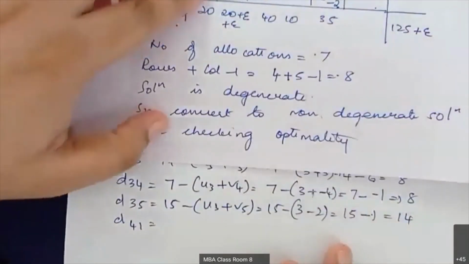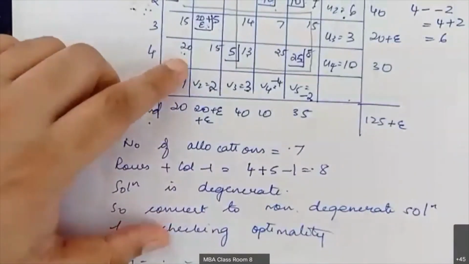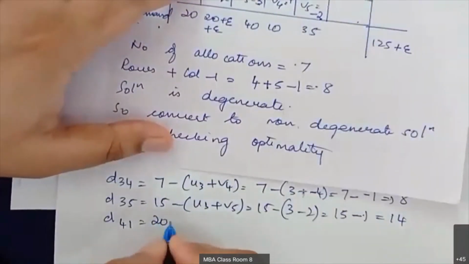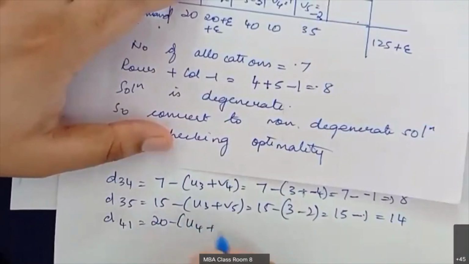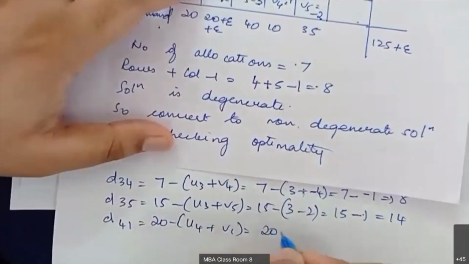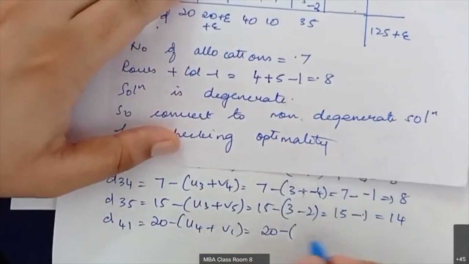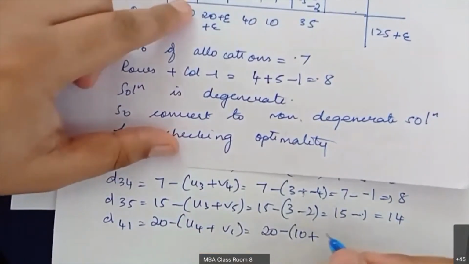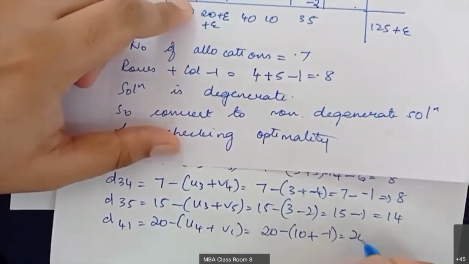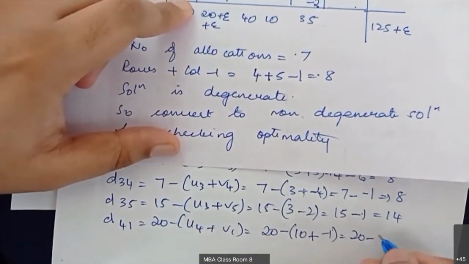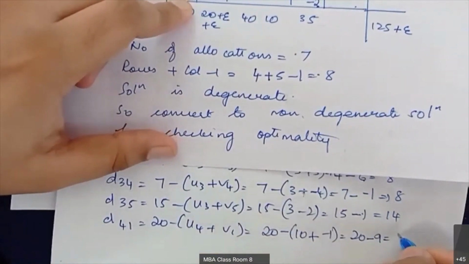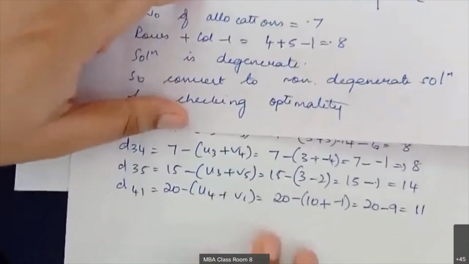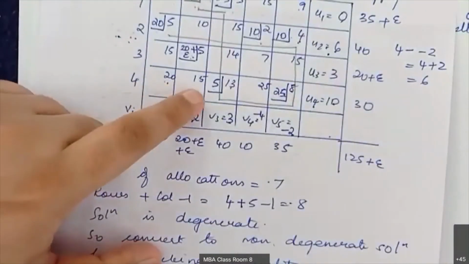Now again, next one, the last row there, D41 is empty. The cost is 20. Here, D41, the cost is 20 minus U4 plus V1. That is 20 minus, what is U4? 10. Plus, what is V1? Minus 1. Okay. 20 minus 9. That is 11.